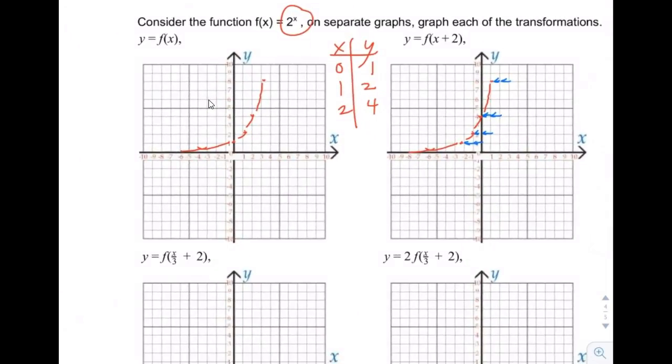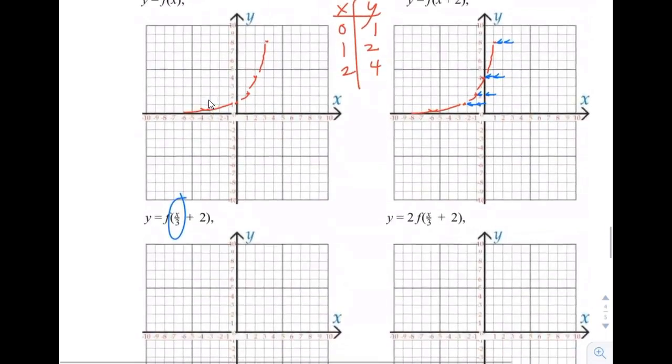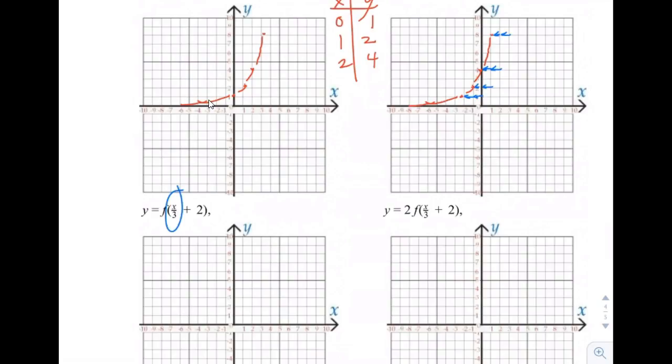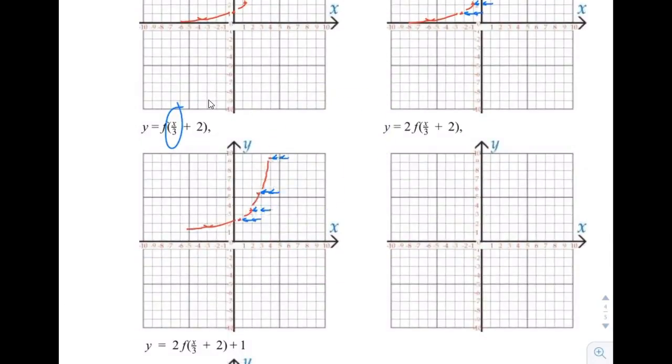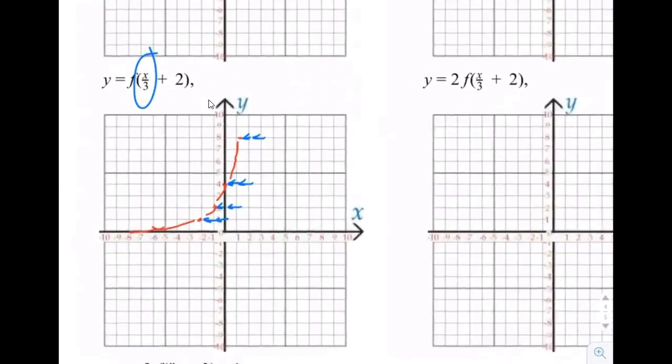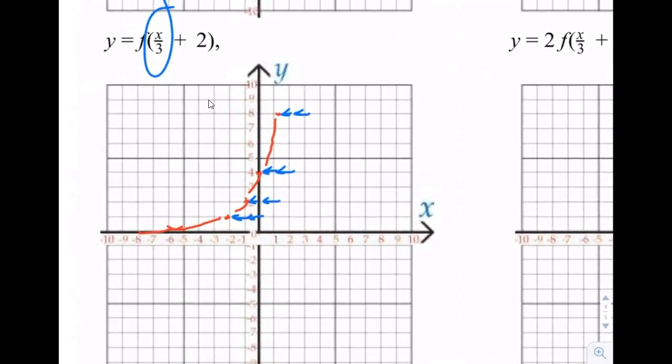All right, the next step is I'm going to do a horizontal stretch by a factor of 3. Okay? So I'm going to take this original, or the second function here. And first I'm just going to copy it here. Okay, it's now there. Okay. And now I'm going to do a horizontal stretch by a factor of 3.